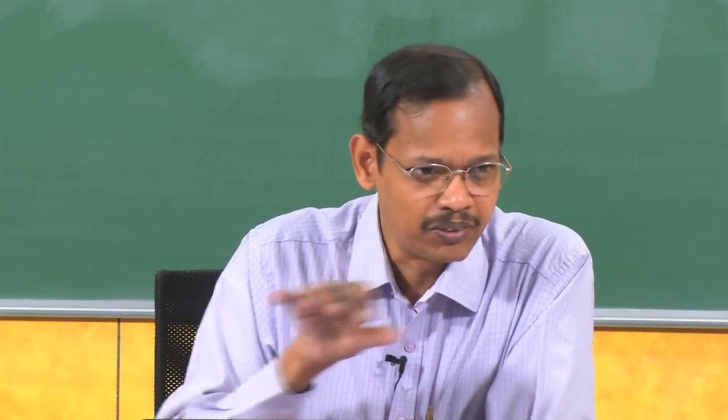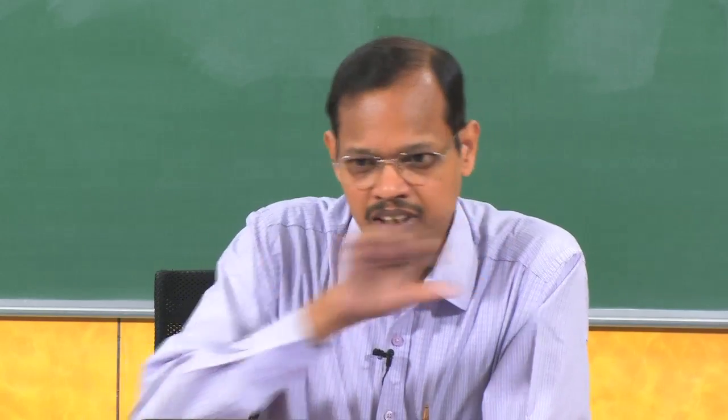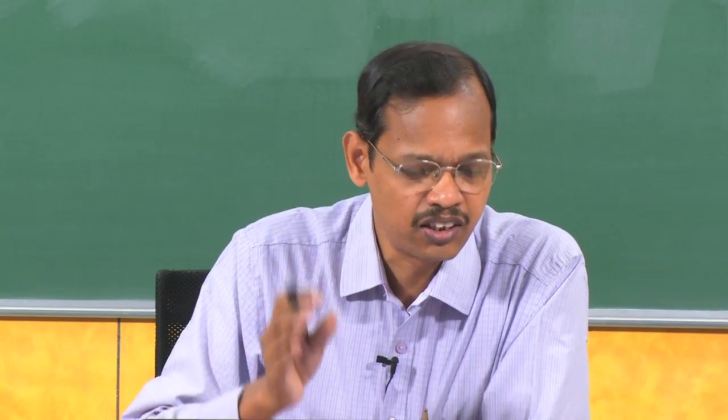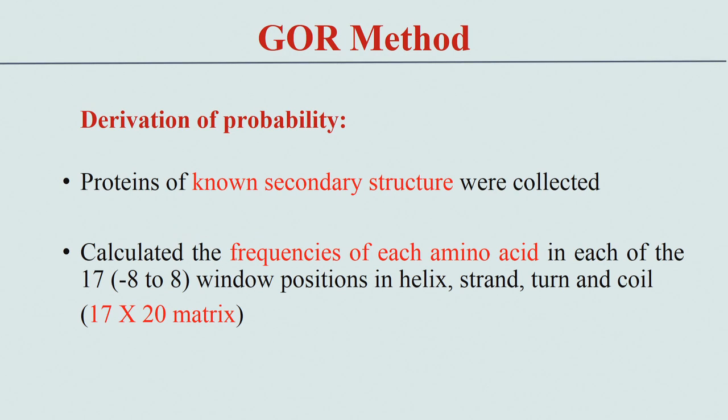Then we know the assignment, right, we know the sequence, and for each sequence we know the secondary structure assignment, whether a particular residue belongs to helix or strand or coil or turn. Then we calculate the frequency of each amino acid in each of the window positions.